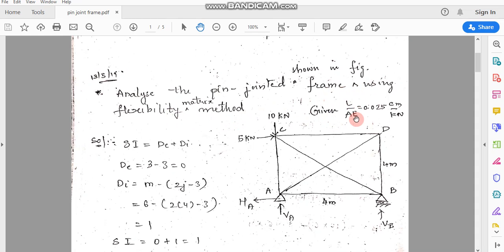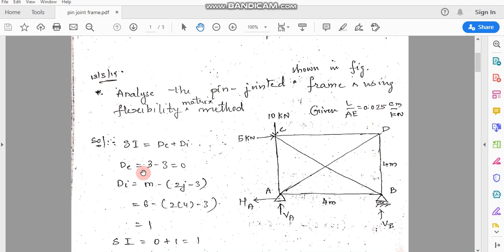Given L by AE is 0.025 centimeter per kilonewton. What L by AE is, we'll see in the problem itself as we move ahead. Now here, in the case of a pin jointed frame, we have to calculate the static indeterminacy, which will be equal to the degree of external indeterminacy plus the degree of internal indeterminacy.